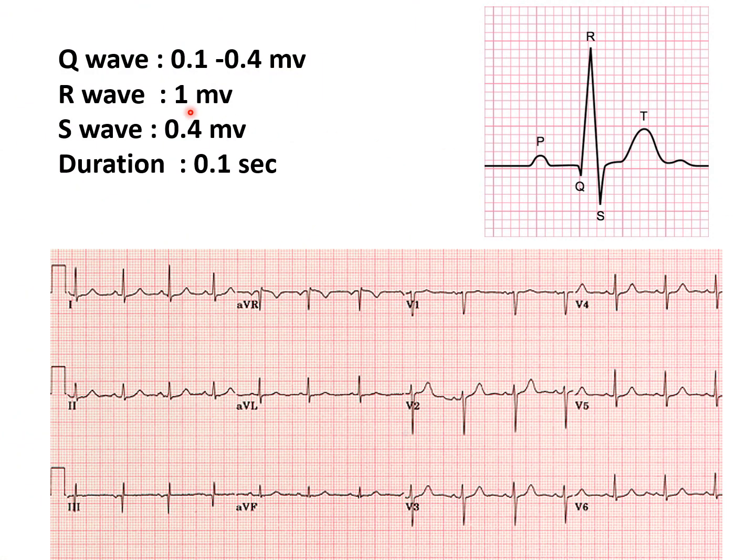So remember, Q wave already we learned. The R wave is 1 millivolt in amplitude. So that means two large squares, 0.5 plus 0.5 is equal to 1 millivolt. And S wave should be around 0.4 millivolt, that is downwards. And remember, this can vary in the chest leads because in chest leads we have transitions.